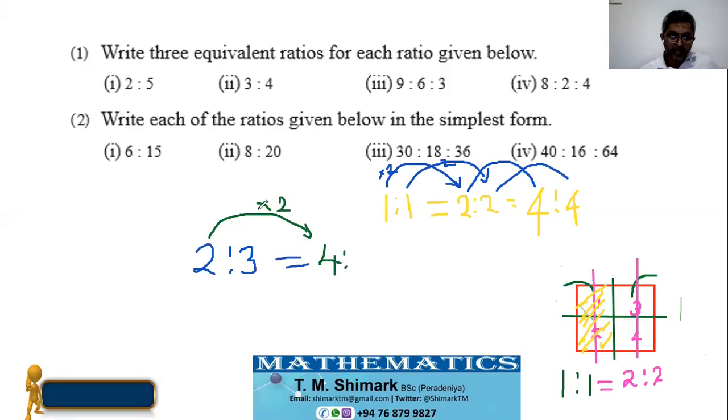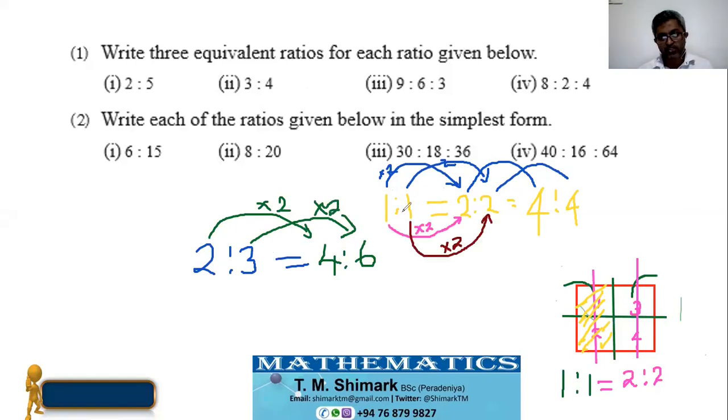If I multiply 1 by 2, one portion only by 2, I will not be doing justice. So I have to multiply the other one also by 2. You just remember it like that. So multiply by 2, that's all. 2 is to 3 equals 4 is to 6.